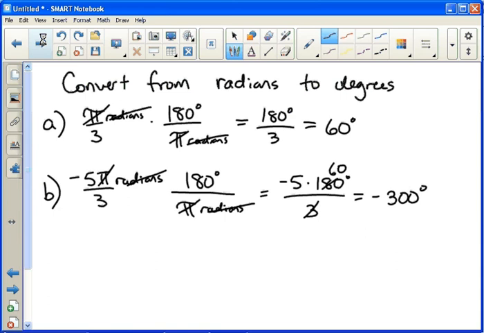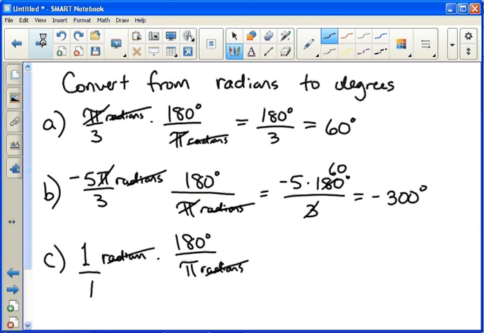Okay, last one, we'll do 1 radian. Multiply by 180 degrees over pi radians. The radians cancel out. If it helps, you can make this original a fraction. It's just 1 over 1. The radians cancel out. We cannot cancel out any pi's this time. So all we're going to end up with, since there's just 1 over there, is 180 degrees over pi. Alright, so that's converting from radians to degrees.